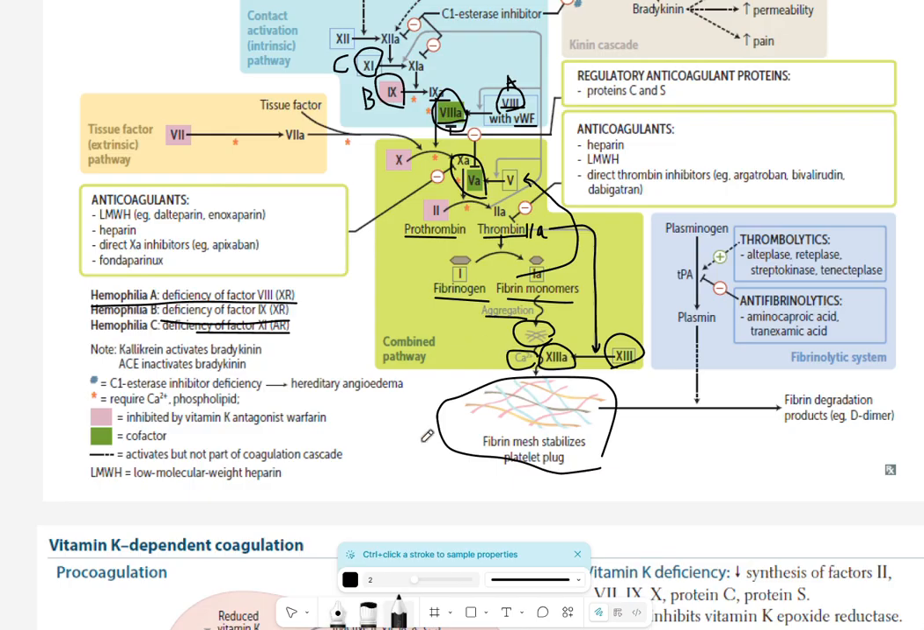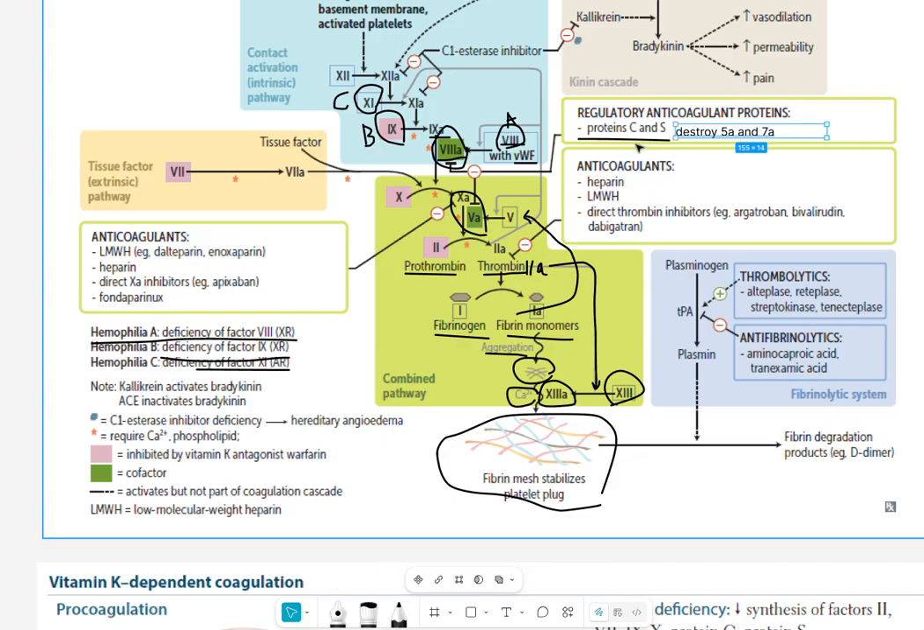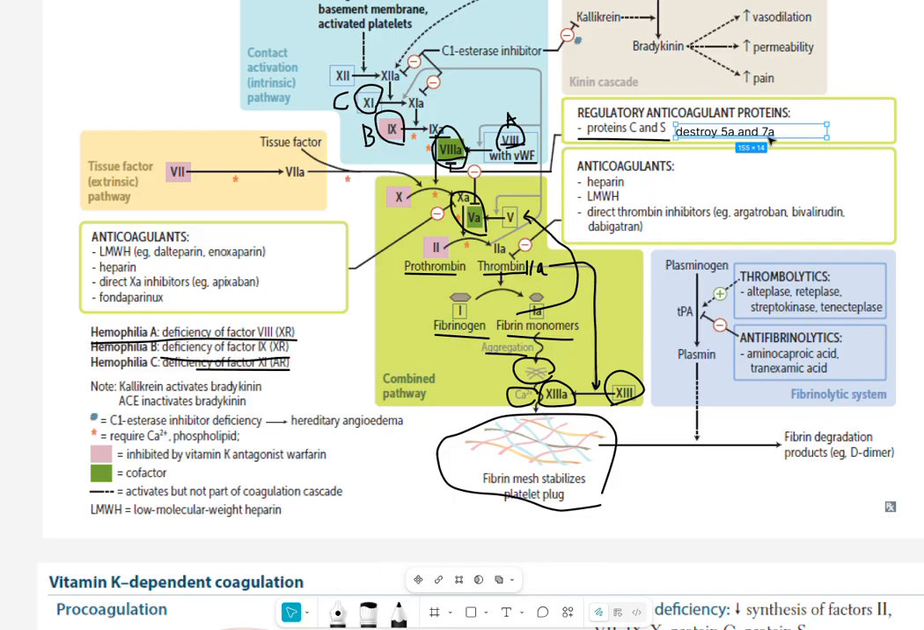Okay. Now we have something as protein C and protein S deficiency. Okay, so let's look at protein C and protein S. So protein C and protein S are basically activated by thrombin. Okay, so basically thrombin goes and activates protein C and protein S. And now what this does is basically protein C and protein S, they destroy 5A and 8A. So the protein C and S destroy 5A and 8A.